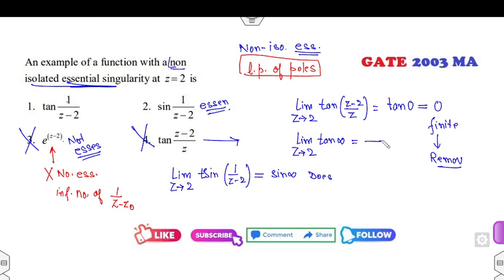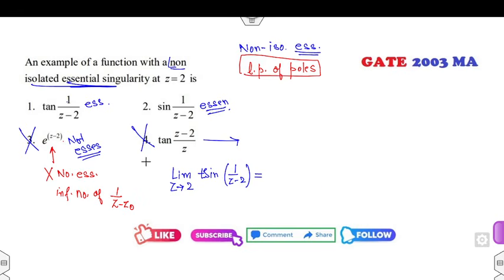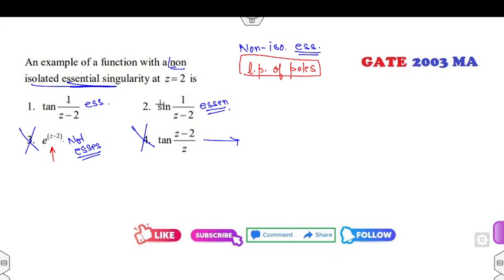That is not defined. So this is the essential singularity. Now you have the two options, either A or B. Now, how can you find the non-isolated? So from this we obtained that this is my essential singularity. This is my essential singularity.